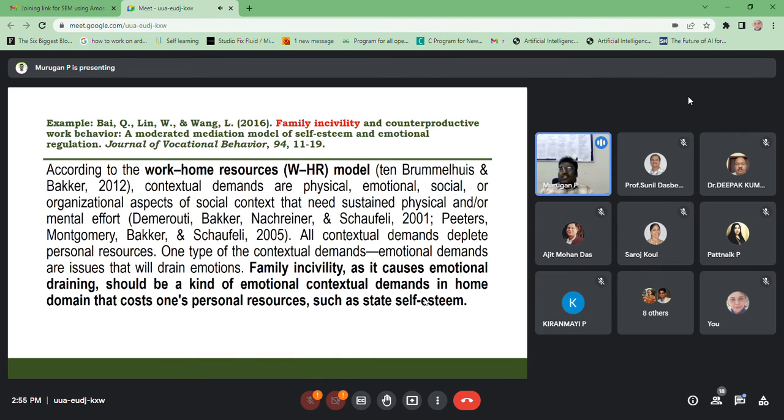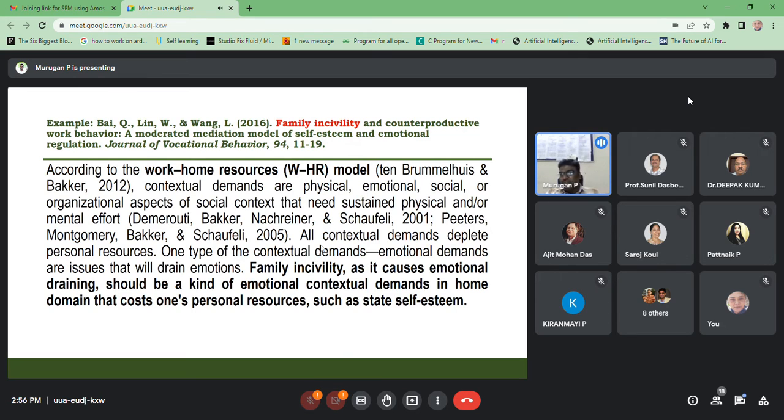For example, look at the explanation given in this paper. According to the work-home resources model, just read this paragraph. Contextual demands are physical, emotional, social, or organizational aspects of social context that need sustained physical and mental effort. All contextual demands deplete personal resources. One type of contextual demand, emotional demands, are issues that drain emotions. Family incivility, as it causes emotional draining, should be a kind of emotional contextual demand in the home domain that costs one's personal resources, such as state self-esteem.